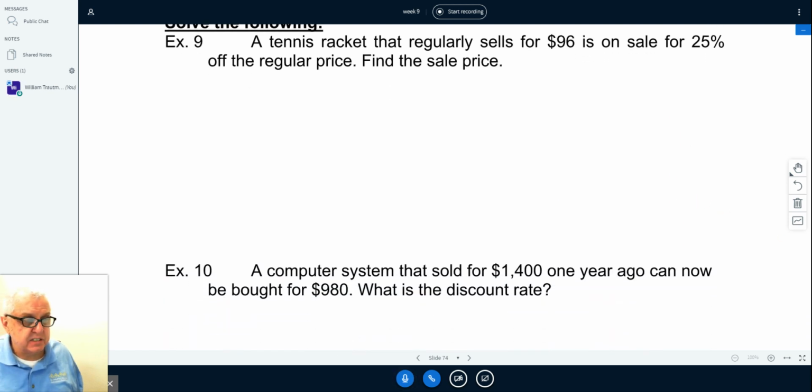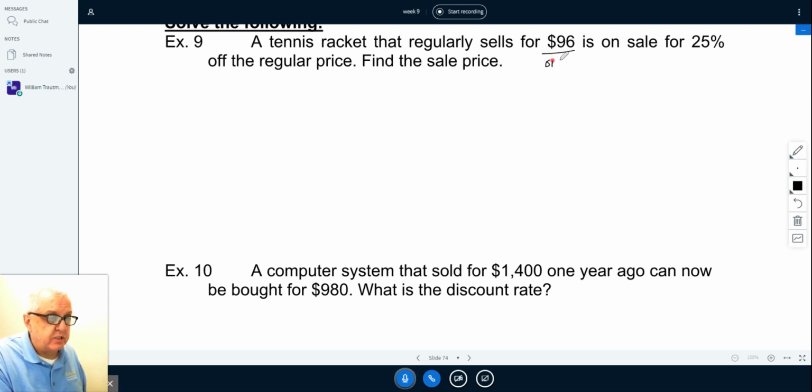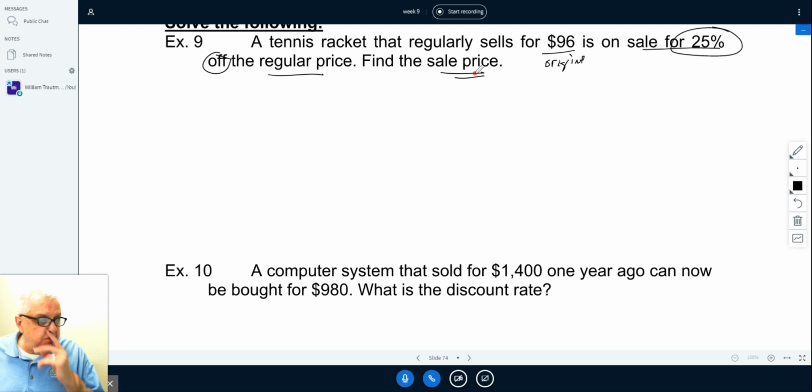Tennis racket sells for $96. I'm trying to find my pen on here. Hang on. There we go. Tennis racket sells. This is the original price. It's on sale 25% off of the regular price. Find the sales price. So let's see if we can find a formula for finding the sales price.